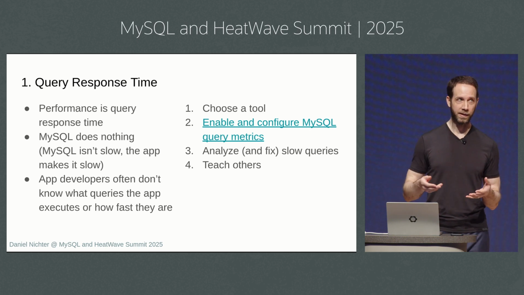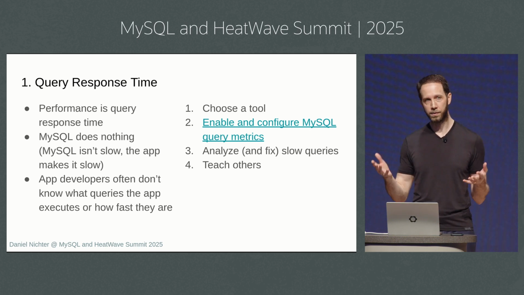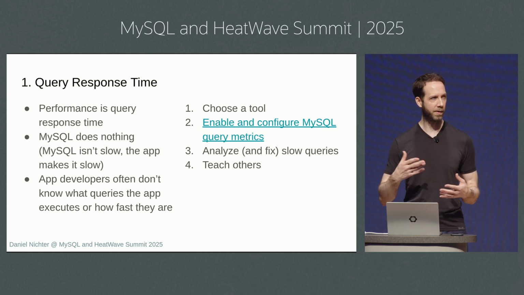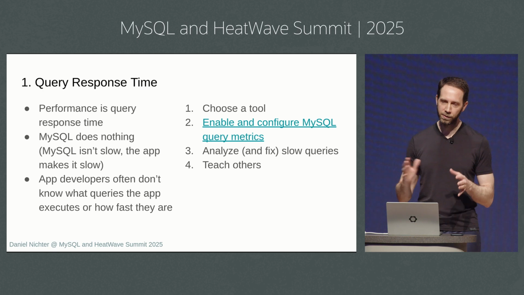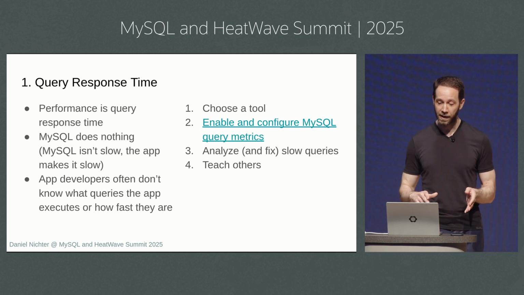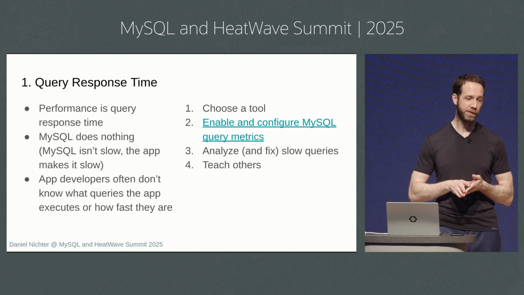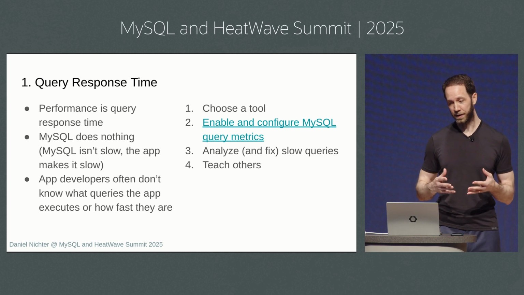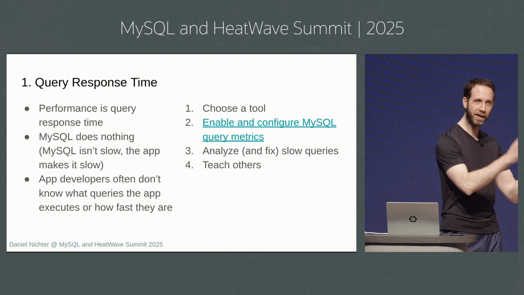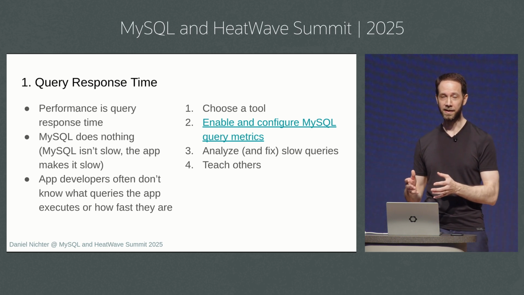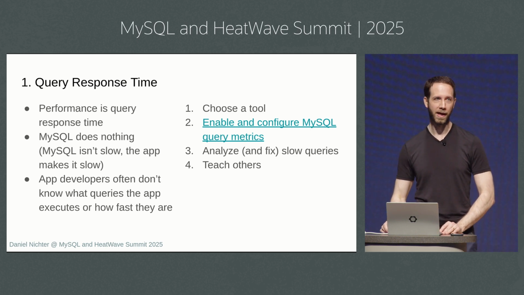Then enable and configure query metrics, because you do need to do that. If you're not a DBA, this link goes to my website where I talk about how to do that on various platforms. You do need to enable and configure it, as with most software. And then number 3, analyze and fix those slow queries. Again, in this short talk, we don't have time to go into that, but step 3, this is where the real magic happens. If you find out what's slow inside the database, what's taking all that time, and then you go analyze and fix it, that is going to have a huge, positive impact on database performance.